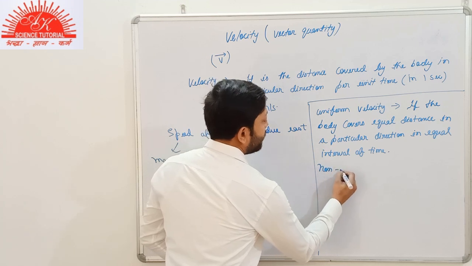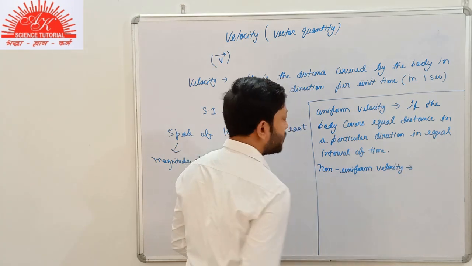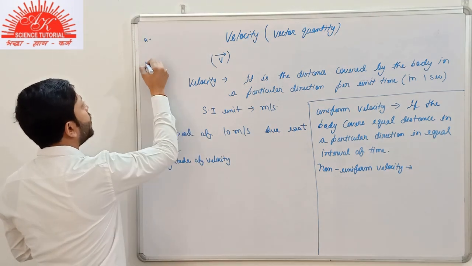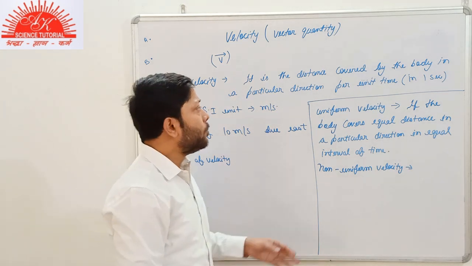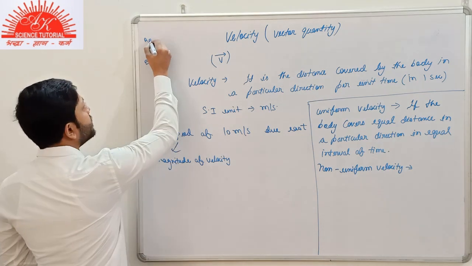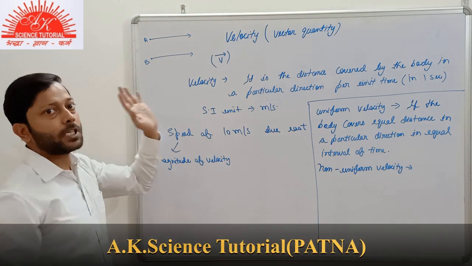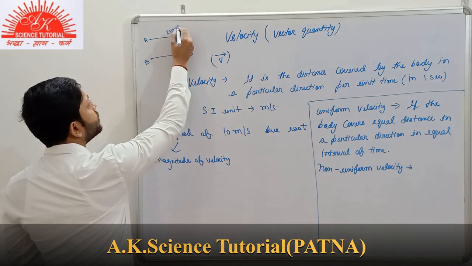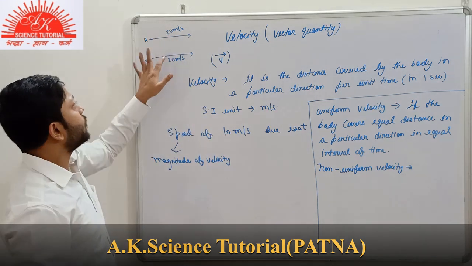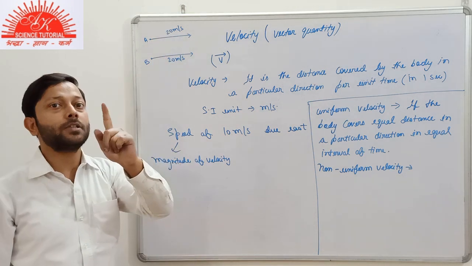Now, if you are asked to define non-uniform velocity, firstly we will have a simple example. Suppose there is a body A and a body B. When do we say that both the bodies are having the same velocity? Firstly, we will look at speed. When do we say that both the bodies have the same speed? For the speed to be same, we need only the magnitude and unit. If the magnitude of speed of both the bodies is same, 20 meter per second, 20 meter per second, then we say that both the bodies are moving with the same speed.